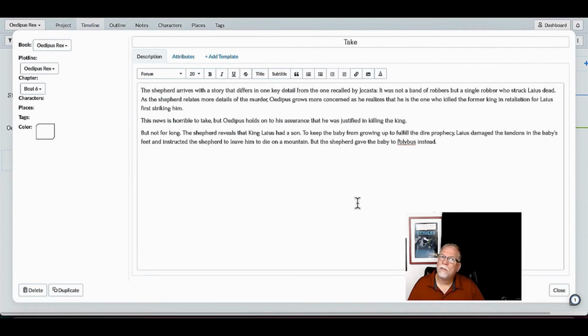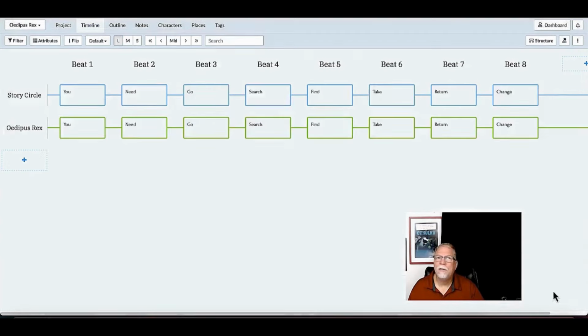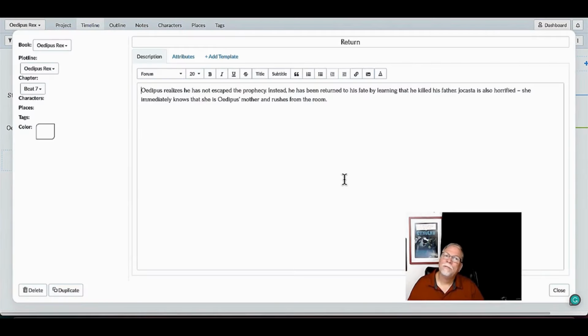But not for long. The shepherd reveals that King Laius had a son. To keep the baby from growing up to fulfill the dire prophecy, Laius damaged the tendons in the baby's feet and instructed the shepherd to leave him to die on a mountain. But the shepherd couldn't do it and gave the baby to Polybus instead. Well, what does that mean for Oedipus? Well, he realizes he has not escaped the prophecy. Indeed, he has been returned to his fate by learning that he killed his father, because King Laius actually was his father. Jocasta is also horrified.